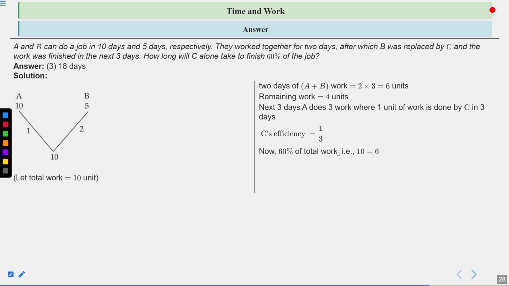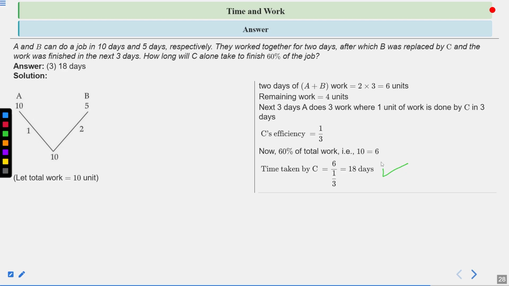So 60% of the total work will become 6 units because total work is 10 units. So 60% of the work is 6 units. Now the 60% of the work, which is 6 units, is done by C, and the efficiency of C is 1 by 3. So we divide it, and we get the number of days, which is 18 days. So the third one is the correct answer of this question.